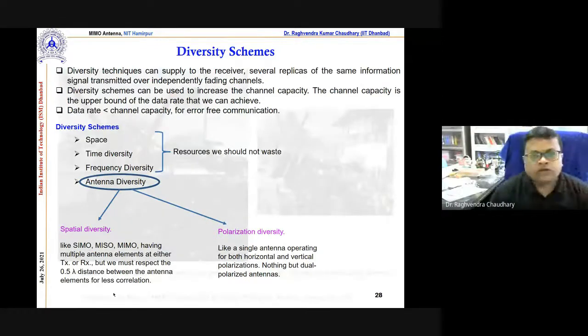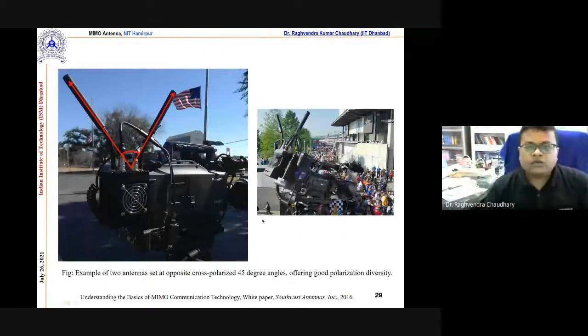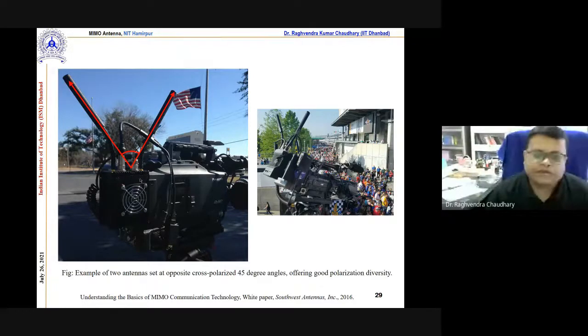Fine. So now this is a real example for you, correct? What is this? A person at some event with a camera. You can see this is the camera, and here we have two wire antennas. Here you can see clearly two antennas, and this angle, can you guess? This is 45 degrees. So we are offering polarization diversity here, correct? In this way we may manage it, and the isolation part can be handled.